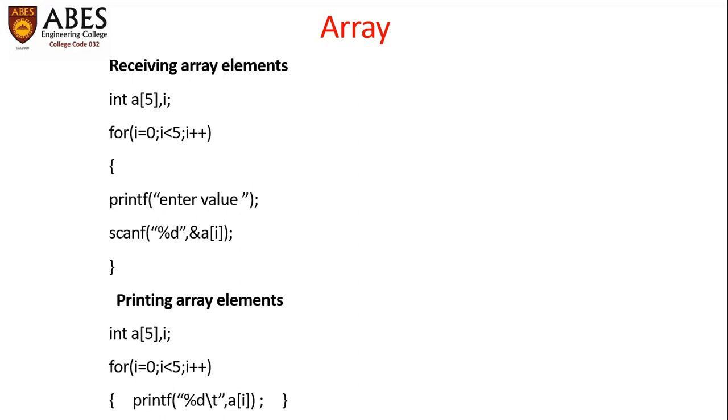So this loop will iterate 5 times, starting from i equal to 0, 1, 2, 3, and 4. So 5 times this loop will iterate and the respective values will be stored at a[0], a[1], a[2], a[3], and a[4]. So this is the way of taking input from the user, or filling the array.